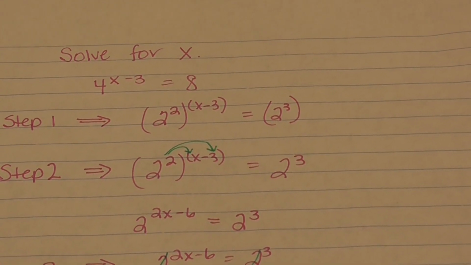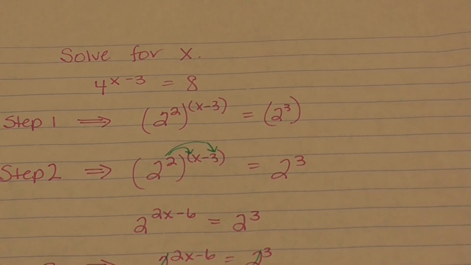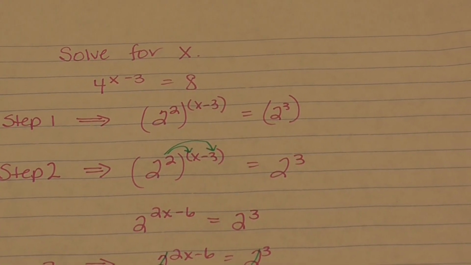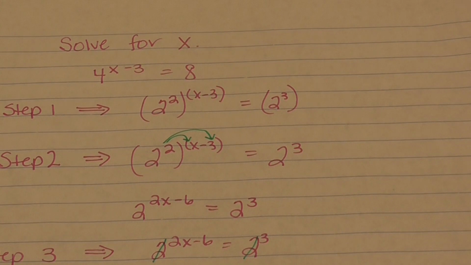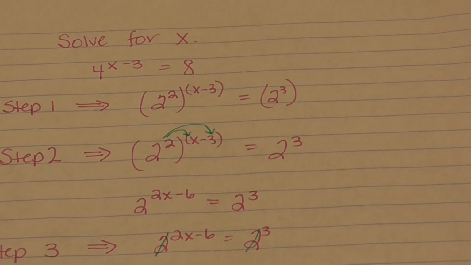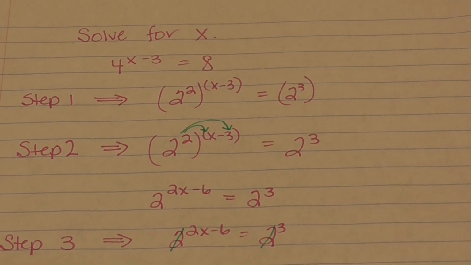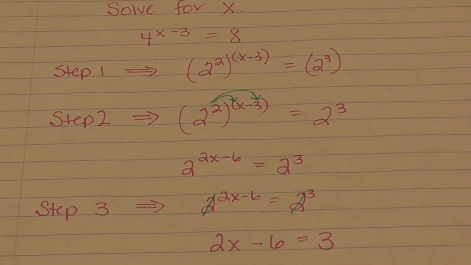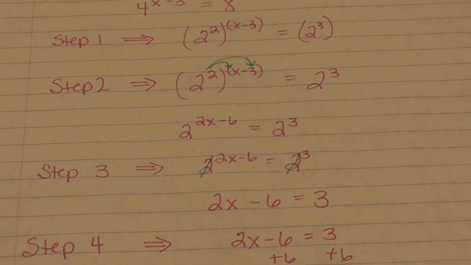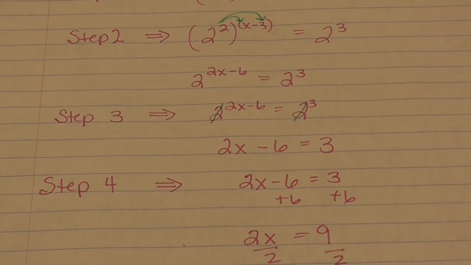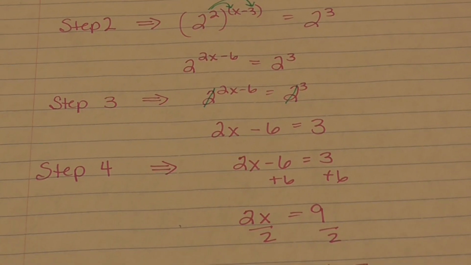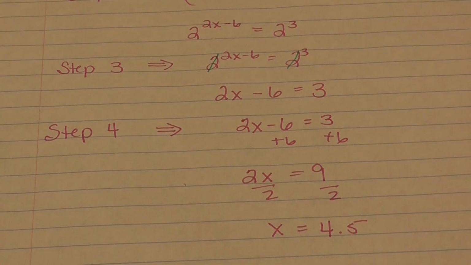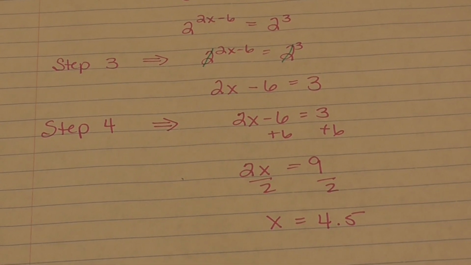On the left side of the equation, I see that I've got 2 raised to a power and then raised to a power again. So I have to multiply 2 times the x minus 3. And I get 2 raised to the 2x minus 6 equals 2 cubed. Step 3 is cancel the bases. I'm left with an equation. Step 4 is solve the equation. Add 6 to both sides, divide by 2, and my x equals 4.5.